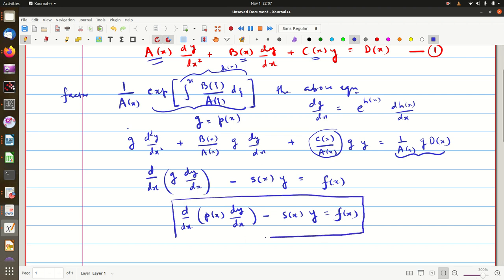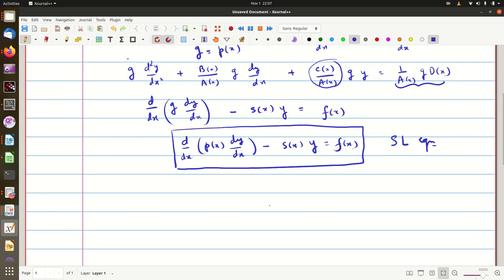which is called a Sturm-Liouville equation. And this particular operator is called the Sturm-Liouville operator. So L is nothing but d by dx of p of x dy by dx, minus s of x. This is called the Sturm-Liouville operator. So this equation generally is written as L acting on y equal to f of x.